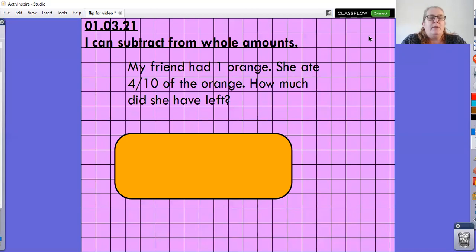Remember, all the way through when we've been doing fractions, we've always said it's best to draw something out, to have a model, something visual that you can work from. It's much easier for you to understand. So pause the video and then come back in a moment.